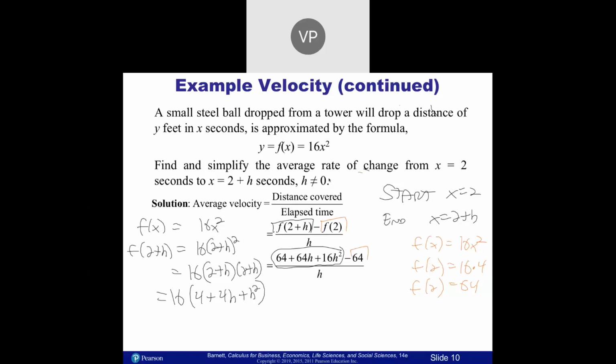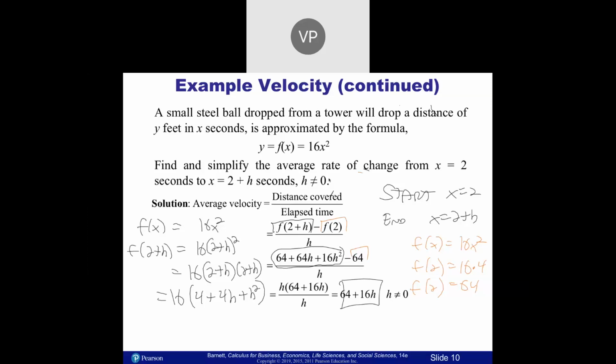Okay, so pause this video if you need and look at both sides of this, make sure you understand where those two pieces come from. And now, what they've done is they've simplified it. So the 64 is canceled off. On the top, I have a 64h plus 16h squared. They factor out the h. So that's why there's an h parentheses 64 plus 16h. And then the h's cancel off, so you're left with just this right here.